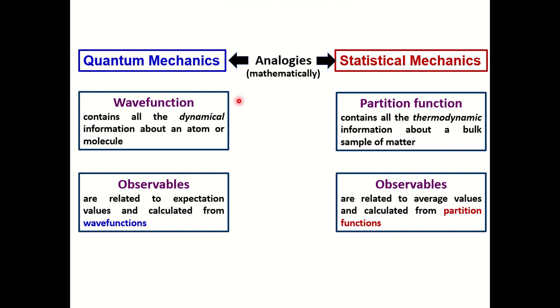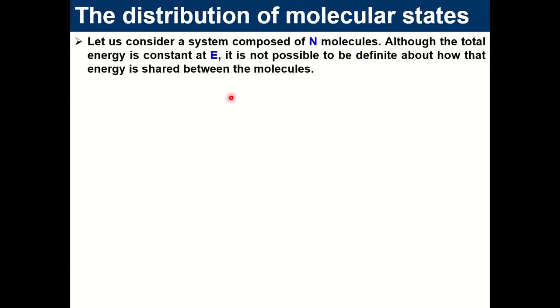So let us consider a system which has n number of molecules and the total energy is constant, as denoted by E. But we have to consider this fact also, that it is not possible to be definite about how this energy is shared between the molecules, although the overall energy will be constant.